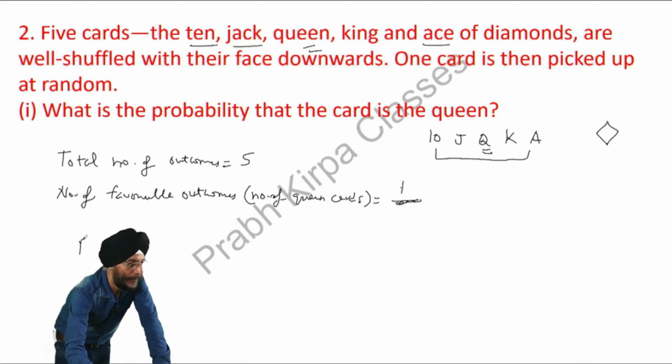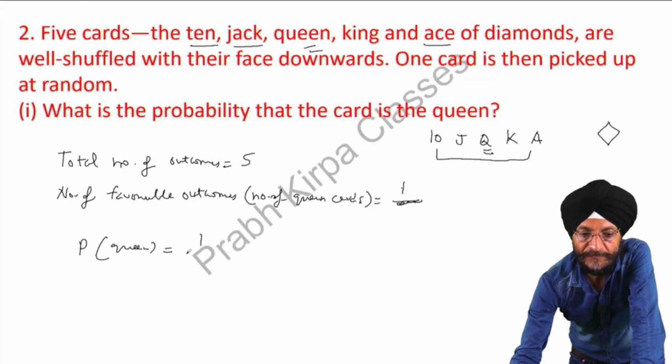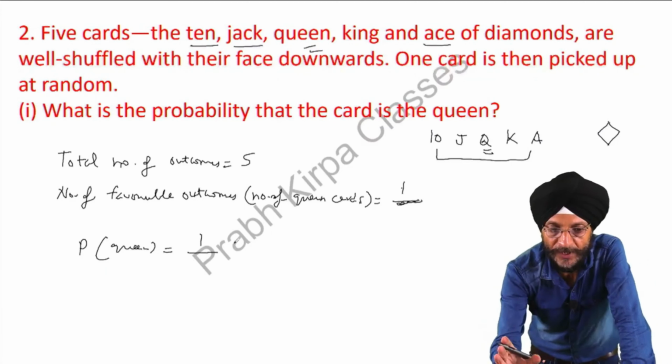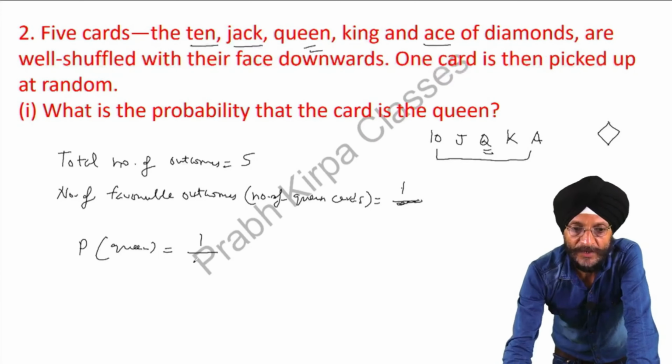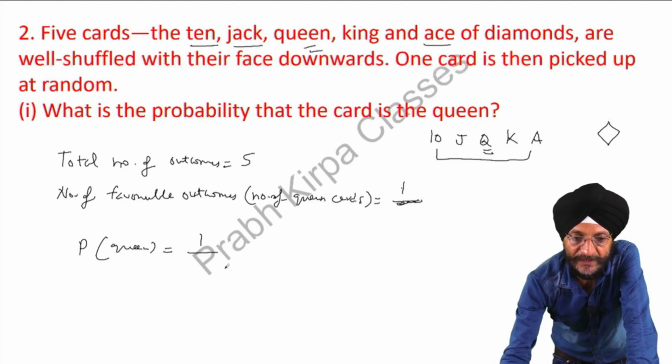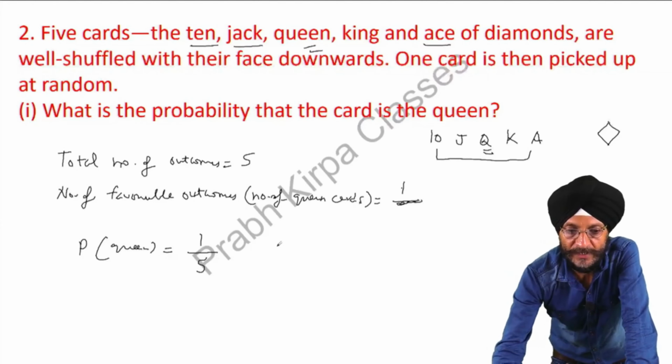So what is the probability of getting a queen card? It is the number of favorable outcomes, that is the number of queen cards which are diamond, divided by the total number of outcomes. There are only 5 cards that have been given to us in the question. So it will be 1 over 5, the probability of getting a queen card.